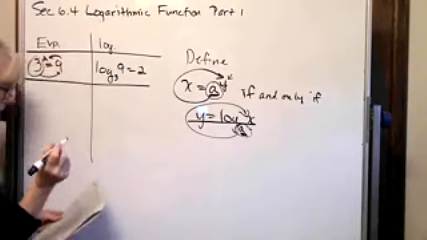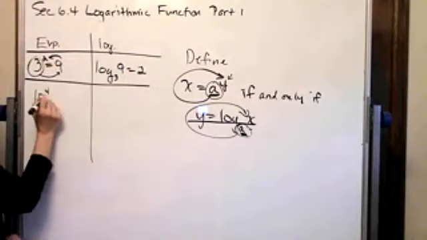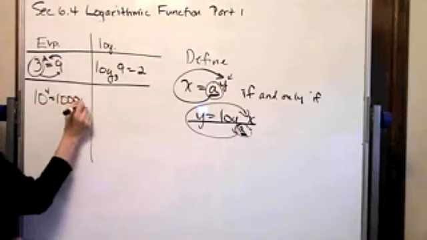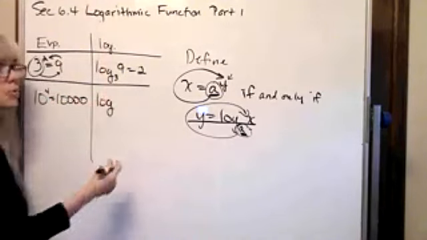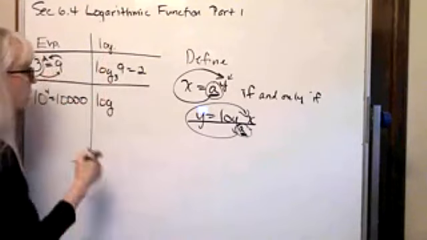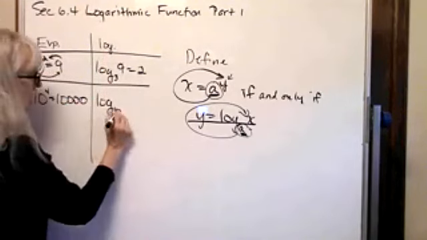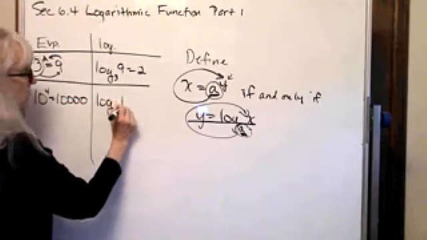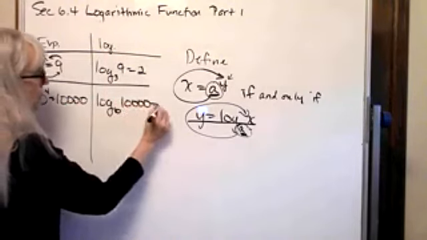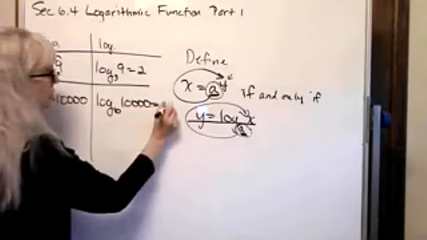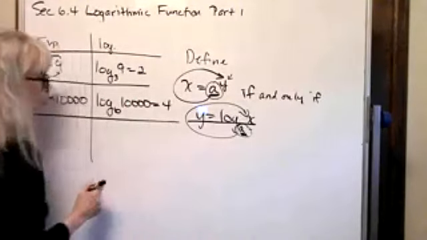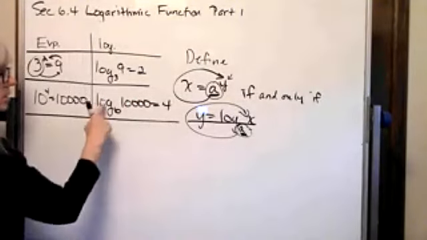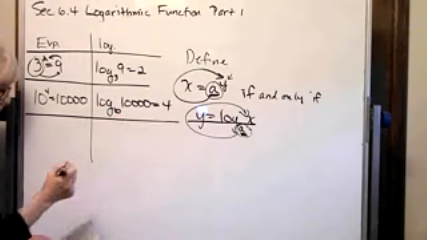Our next example is 10 to the 4th is equal to 10,000, which we know is true. Again, I'm writing the word log because I'm going to the log form. We'll pick up the base of 10, go across the equal sign to pick up the 10,000, and set it equal to the exponent, which is 4. So 10 to the 4th equal to 10,000 is the same equation as log base 10 of 10,000 equal to 4.